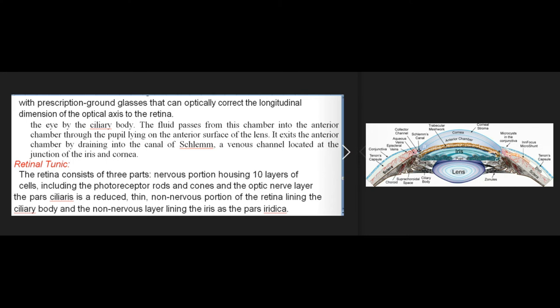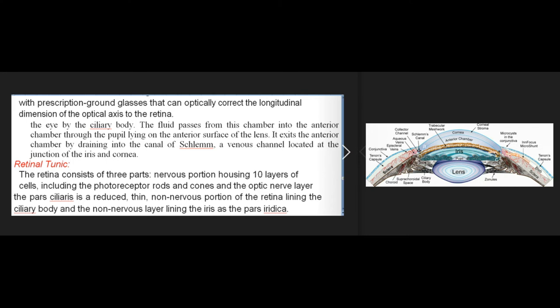The eye by the ciliary body. The fluid passes from this chamber into the anterior chamber through the pupil, lying on the anterior surface of the lens. It exits the anterior chamber by draining into the canal of Schlemm, a venous channel located at the junction of the iris and cornea.